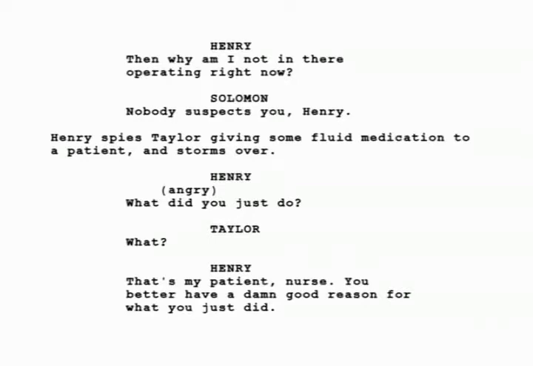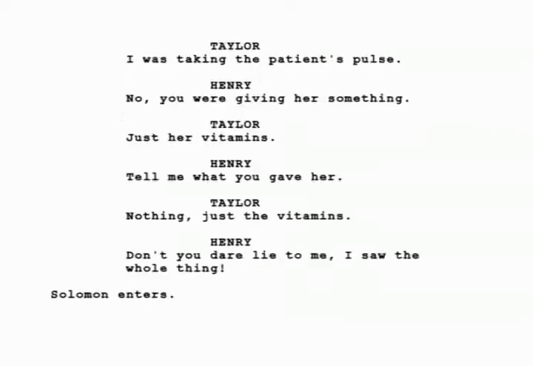What did you just do? What? That's my patient, nurse. You better have a damn good reason for what you just did. I was taking the patient's pulse. No, you were giving her something. Just her vitamins. Tell me what you gave her. Nothing. Just the vitamins. Don't you dare lie to me. I saw the whole thing.